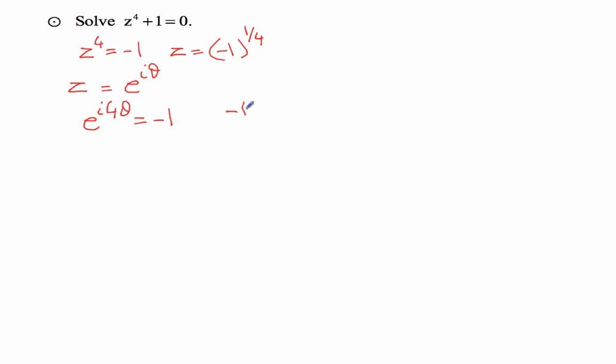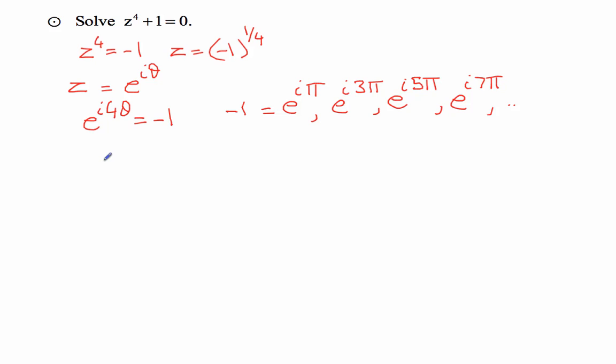But minus 1 we can write as either e to the i pi or as e to the i pi plus 2 pi, which is 3 pi. We could add another 2 pi to this, that's 5 pi, or as e to the i 7 pi. And we could keep doing this, but we will not get anything more after these 4 possibilities.